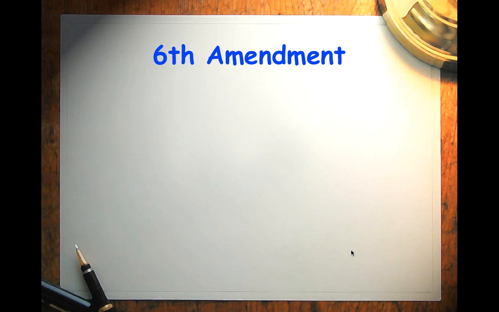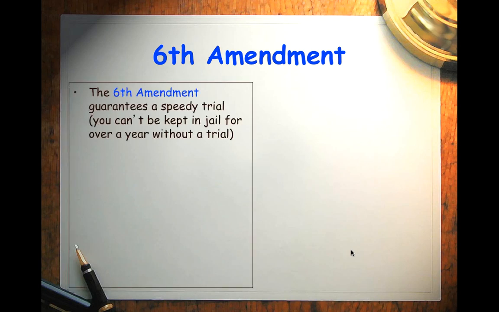All right, last one today, Sixth Amendment. The Sixth Amendment guarantees you a speedy trial. You cannot be kept in jail for over a year without a trial. Now, this one's important, guys, because our court system does not work quickly. Sometimes people who are innocent end up sitting in jail a really long time because they're waiting for a trial. According to the Sixth Amendment, they need to give you a trial as soon as they possibly can. A year is the max. You have to have a trial within a year. Even a year, though, you can imagine is pretty long if you're innocent.